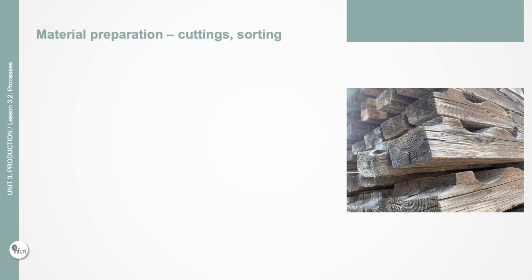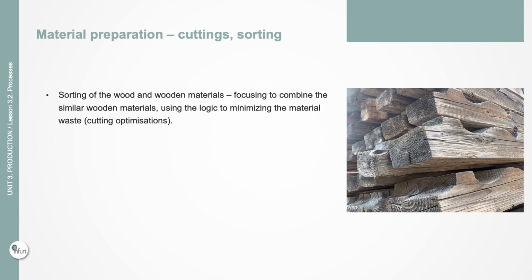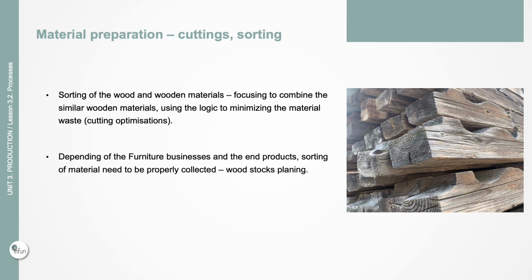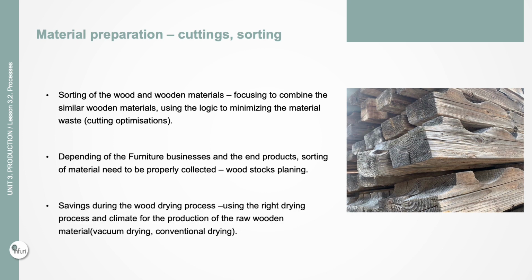Material preparation. Cuttings, sorting of the wood and wooden materials. Focusing on combining similar wooden materials, using the logic to minimize the material waste, and cutting optimizations. Depending on the furniture businesses and the end products, sorting of material needs to be properly collected, and wood stocks planned. Savings during the wood drying process, using the right drying process and climate for the production of the raw wooden material: vacuum drying, conventional drying.